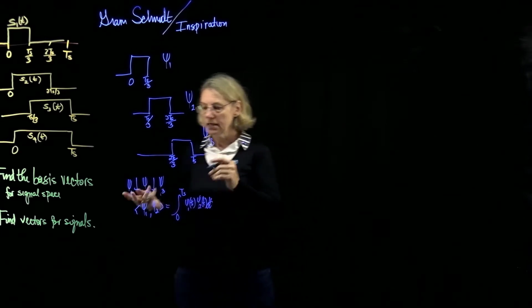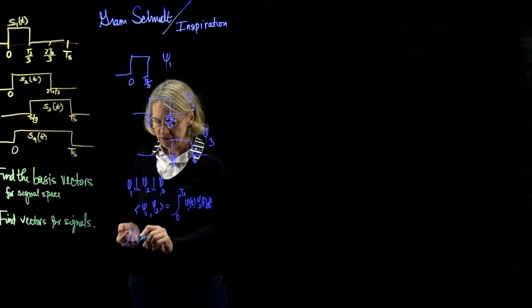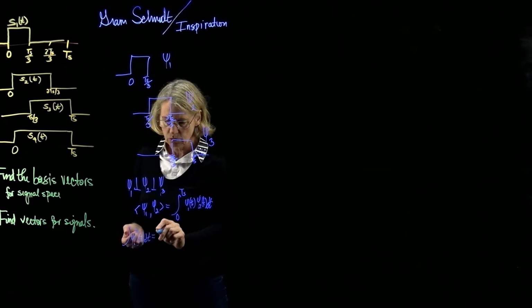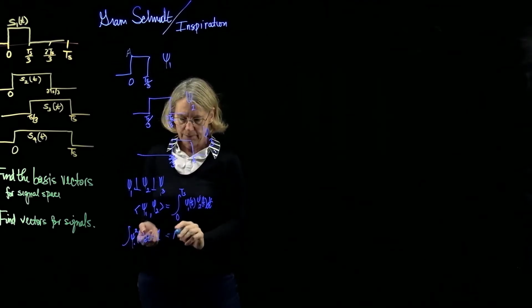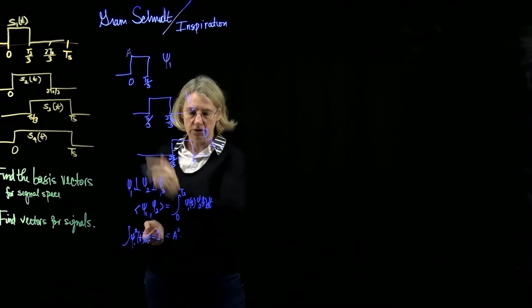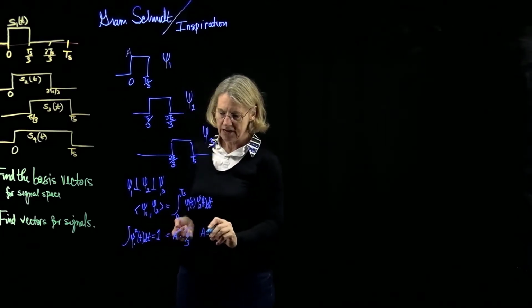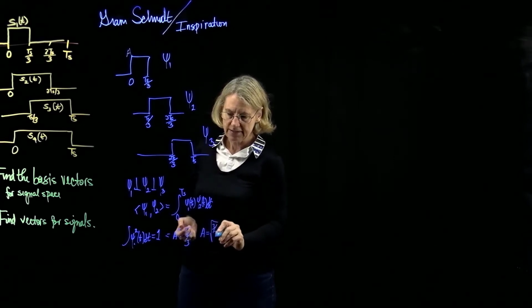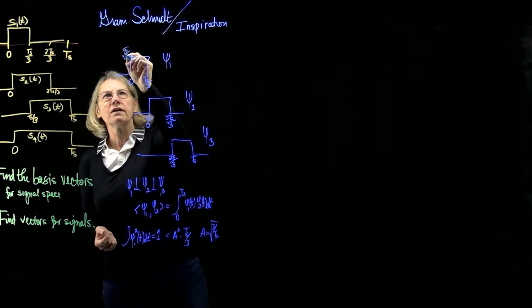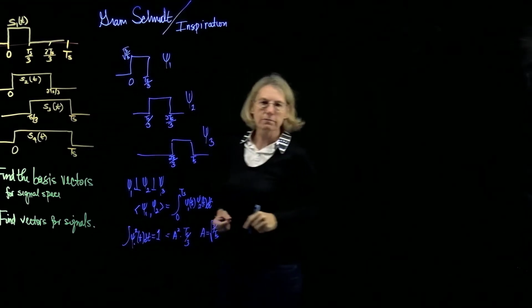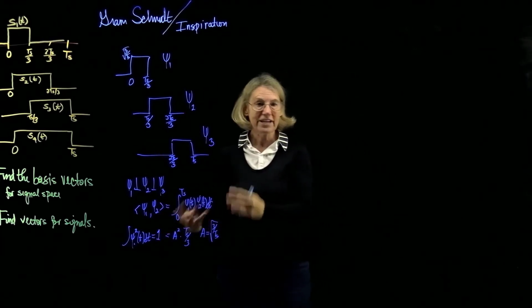And in fact, to do that, I would want the integral of C1 squared of t dt to equal 1. So let's say I put an amplitude A here. Then that would be the amplitude squared times the interval, which is Ts over 3. And I want that equal to 1, so that tells me that A should be equal to the square root of 3 over Ts. And so I'll just put that right here. This is the square root of 3 over Ts, the same height for all of them. So I have made a collection of orthonormal vectors.